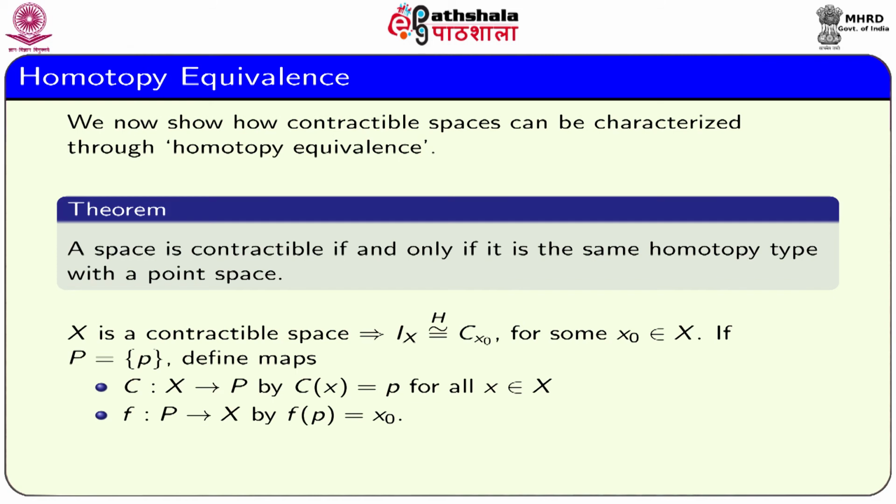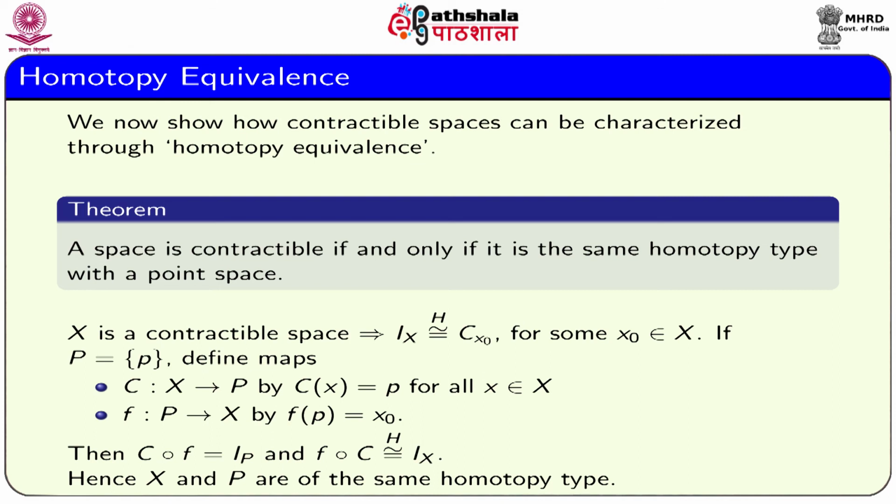So, the only point p belonging to capital P will be mapped to the point x0, which we have already got from the definition of contractibility of capital X. Then C composed f is identity on P and f composed C is homotopic to the identity function I_X by the homotopy capital H. Hence, this contractible space capital X and the point space capital P are of the same homotopy type.